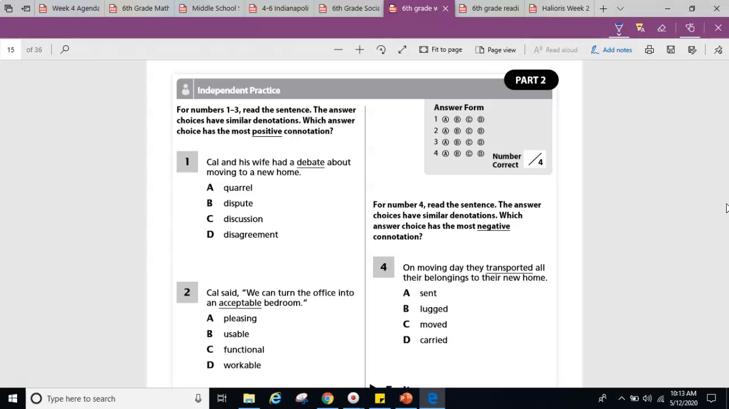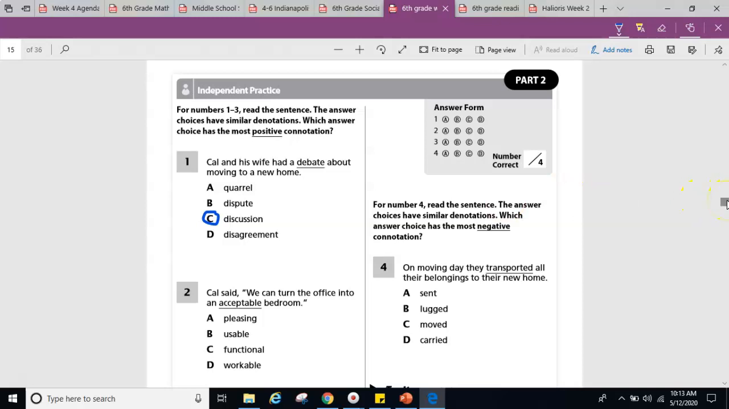So Cal and his wife had a debate about moving to a new home. So a quarrel, a dispute, a discussion, or disagreement. Which one of these is the most positive? Well, a quarrel to me is like a fight, so I wouldn't think that one's positive. A dispute, maybe like they disagreed on something. A discussion, that would mean that they're just talking about it. Or a disagreement is they're disagreeing on something. So I would say discussion is the most positive connotation. So you're going to do that for 2 and 3.